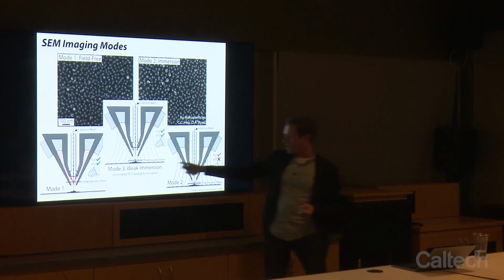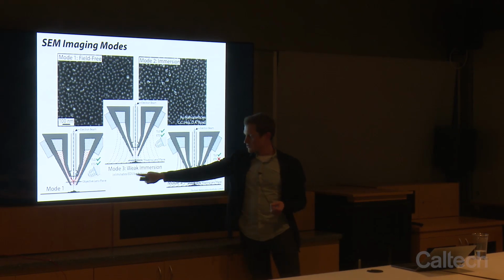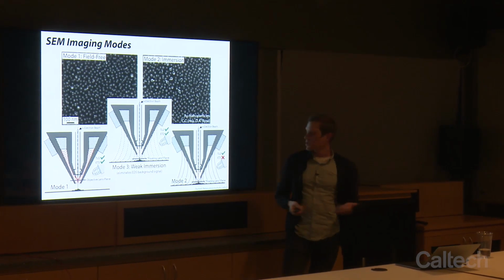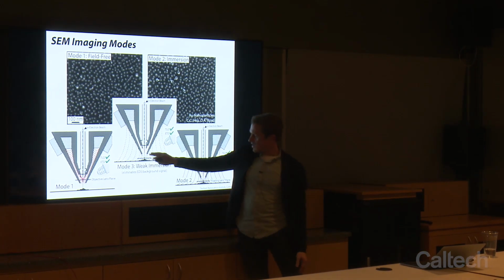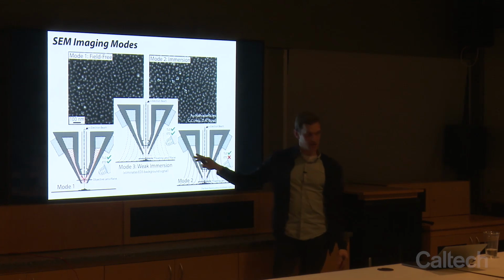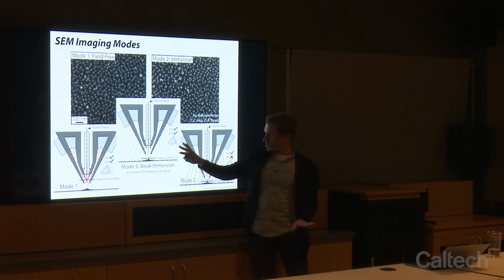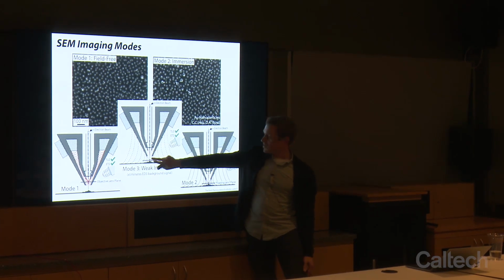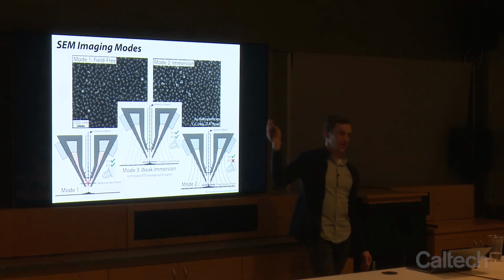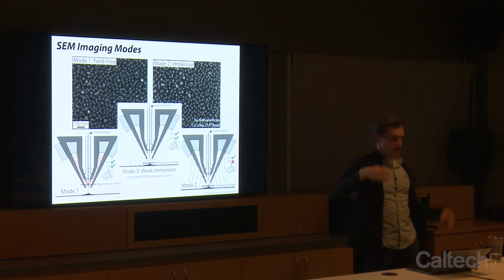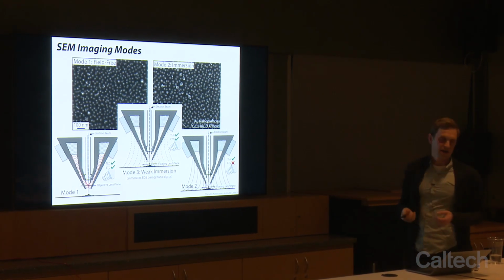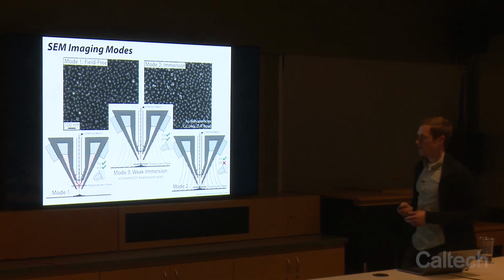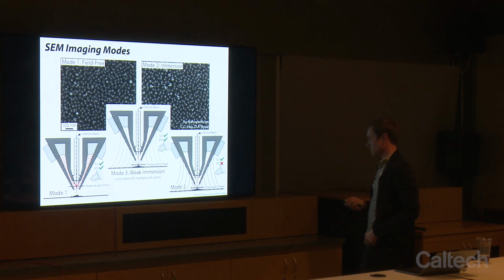Then you also have something called weak immersion, also called EDS or EDX mode. The purpose of this is it gives us resolution in between these two, but more what it's there for is to trap these electrons and funnel them up, so you don't have electrons hitting your EDS detector and registering as X-rays on the detector. That would give you a big background on your X-ray spectrum.